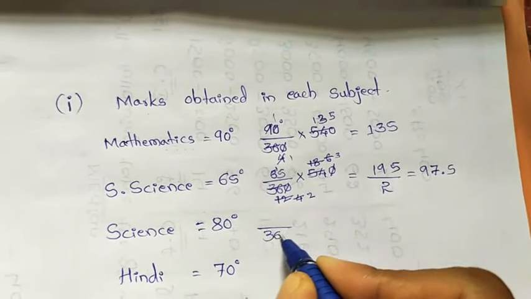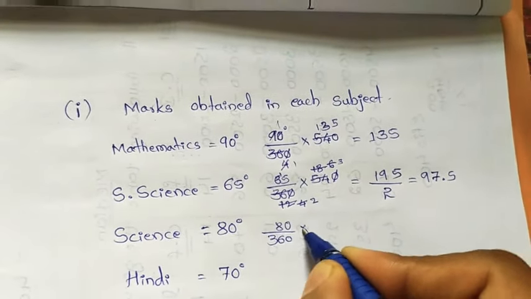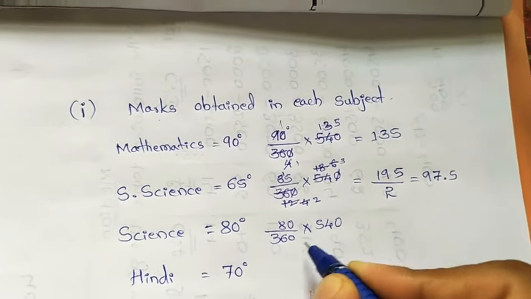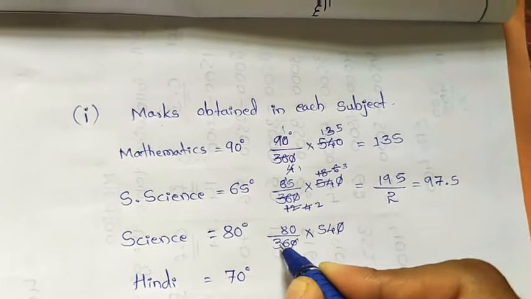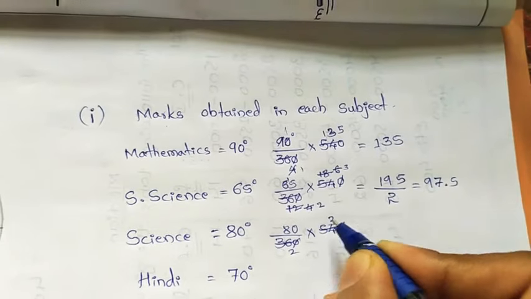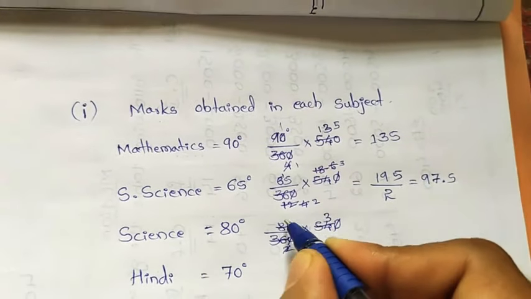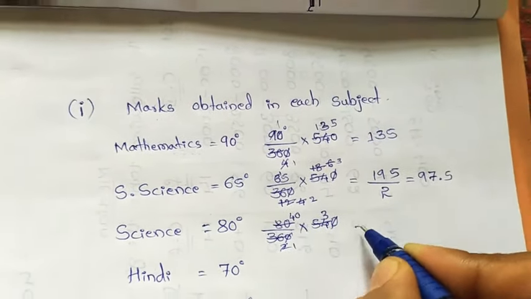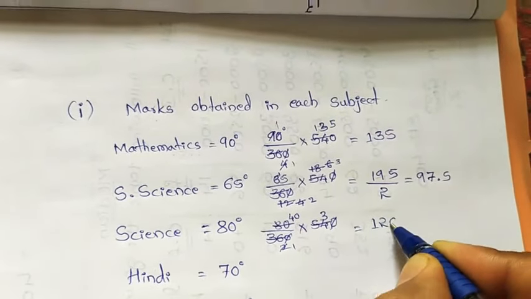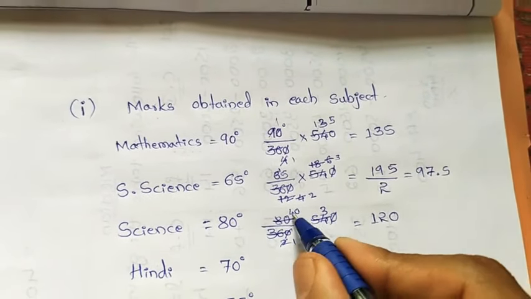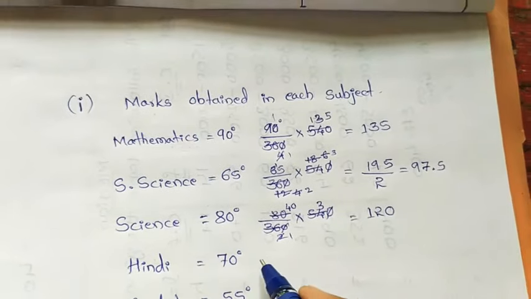Next 360 for 80 and 540 for what? Okay, 0 0 get cancelled. 18 2s are, 18 3s are, directly do: 2 1s are 2, 40. So it will be 120 marks in science.